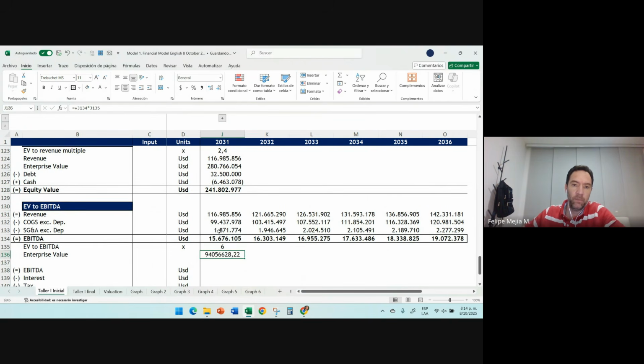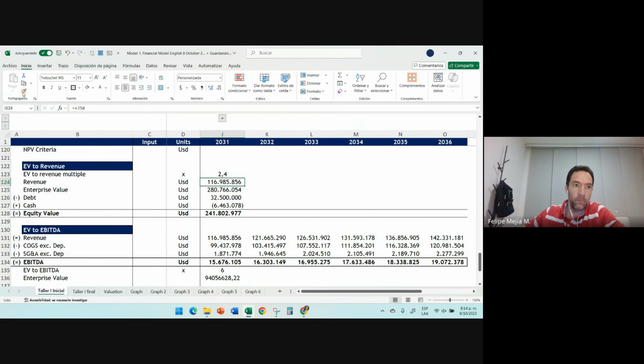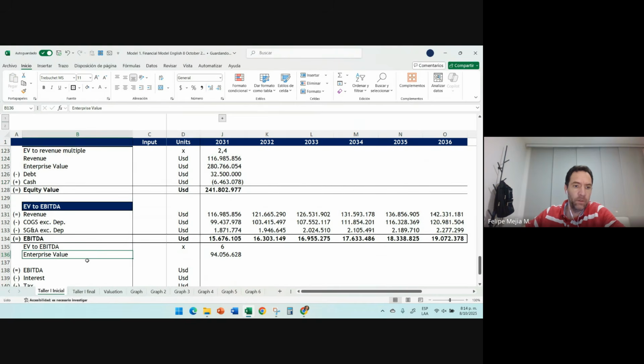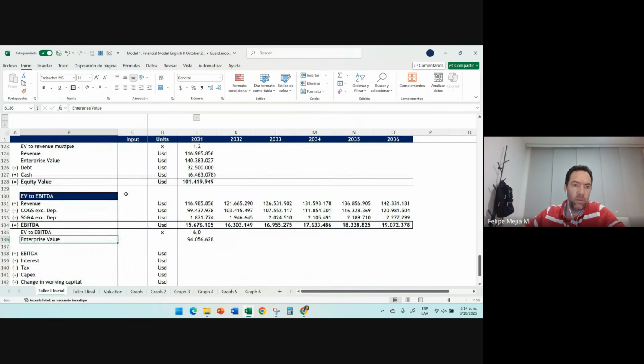We're going to have one that's $94 million of enterprise value, and this one is $280 million. I still think it is fairly high. I would suggest something more like a 1 or 1.2 EV to revenue, since it's a chemical company in this new example that I just made up in my mind.